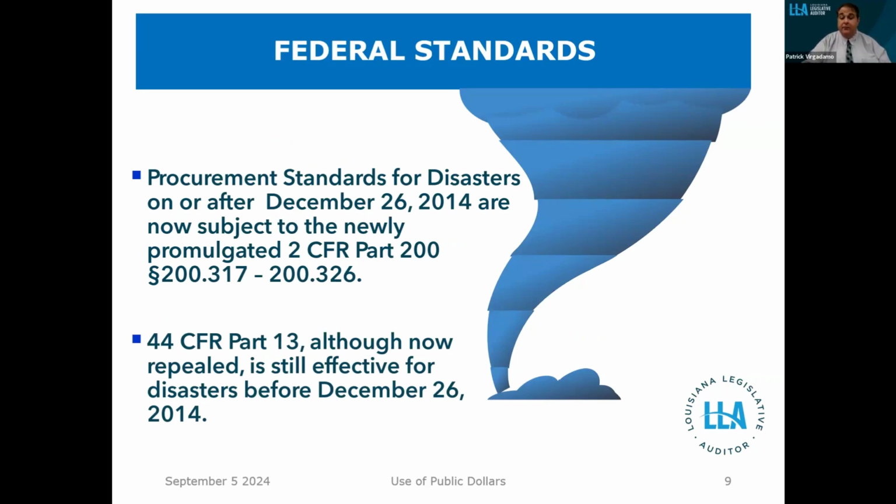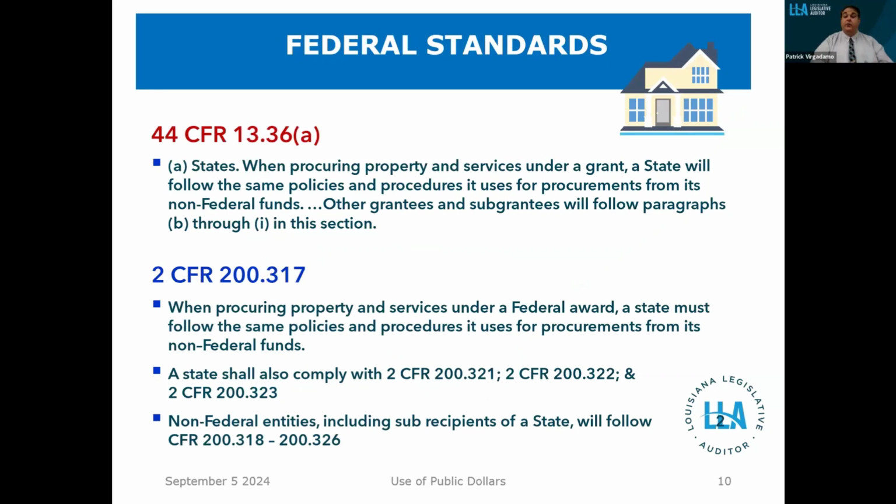So, for example, Hurricane Katrina, Rita, Gustav, Ike, all of those that occurred before 2014, which necessarily haven't closed out, are going to still follow and refer to the rules under 44 CFR Part 13. So as we go through this, the slides will show you which standards you have to apply, depending on when your disaster occurred. They're not completely different, but they are more condensed, and the requirements are slightly different under 2 CFR. In general, the requirements are similar, but the wording is different.